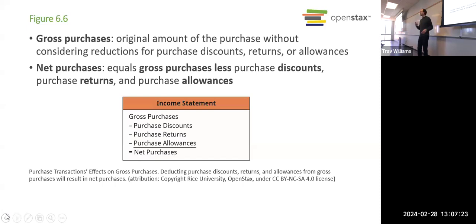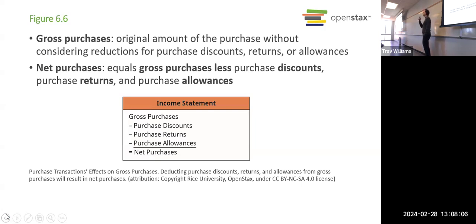You also take out any returns. Somebody tell me, what is a return? Okay, you return the product and you get a refund, right? You get a complete refund for what you returned. And how does that differ from an allowance? You keep the thing, but they just make you pay less. Okay, with an allowance, you don't return anything, but the amount that you owe goes down, or if you already paid, you get some money back, right? So once you subtract the discounts, returns, and allowances from gross purchases, you get your net purchase.